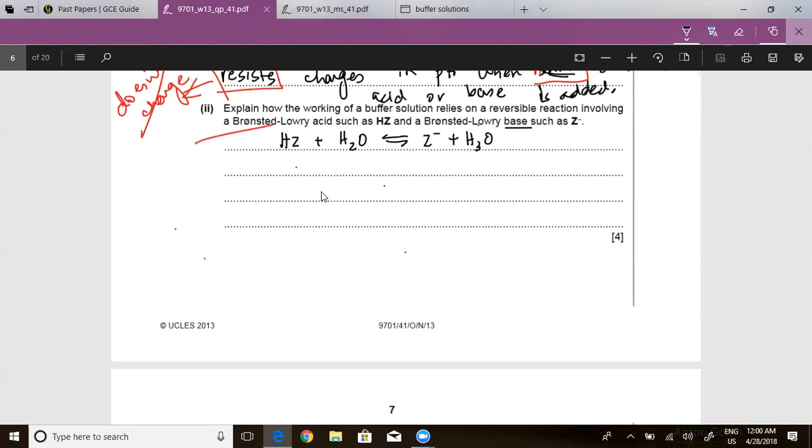Suppose you add an acid. An acid is H plus. The moment you add an acid, the acid will react with the Z minus, because there's a lot more Z minus than any other thing. So Z minus plus H plus will produce HZ. And since HZ is produced, the reaction goes in that direction, and that will reduce the amount of H plus. It will just remove all the H plus. So equilibrium shifts to the left.